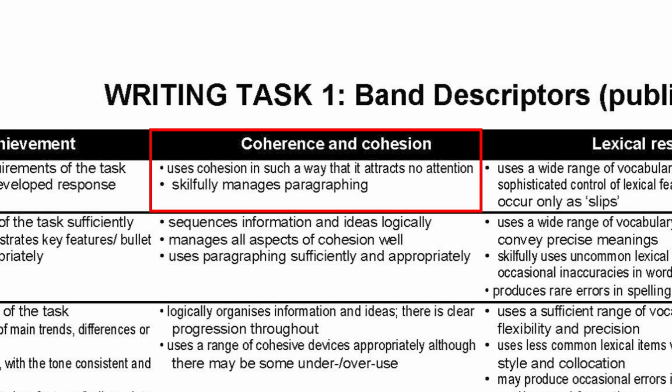Next, coherence and cohesion: uses cohesion in such a way that it attracts no attention, skillfully manages paragraphing. So what is the band 9 candidate doing? Basically, the way they are writing, you don't even know that it's written with effective techniques, because you won't realise that it's so well written. You'll just read and you'll be like, oh wow, this is easy to read. And that's just the beauty of writing well. If you're writing well, they won't even know you wrote well, because that is what it means to be good. And that's what band 9 is all about. If you can write so well that it attracts no attention to it, that is how you do it. Okay? Now let's move on to the next one.